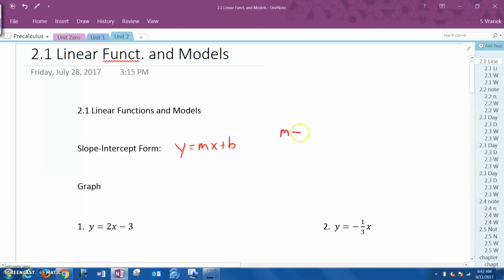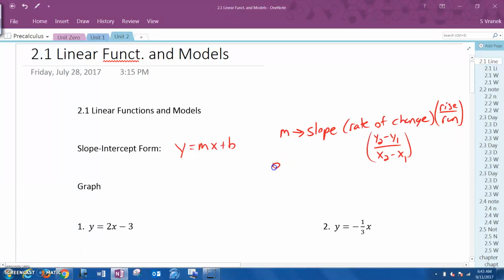M is our slope, which is also known as our rate of change. And that, if you remember correctly, is rise over run. These are all the same thing. Another thing we can say is it's y2 minus y1 over x2 minus x1. These are all slopes. Okay.